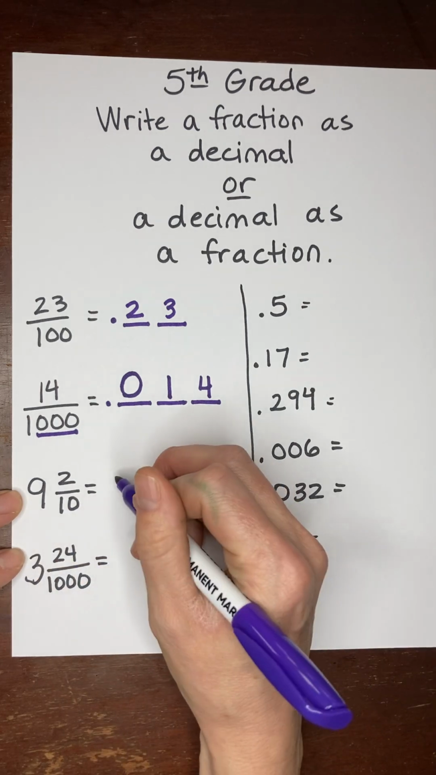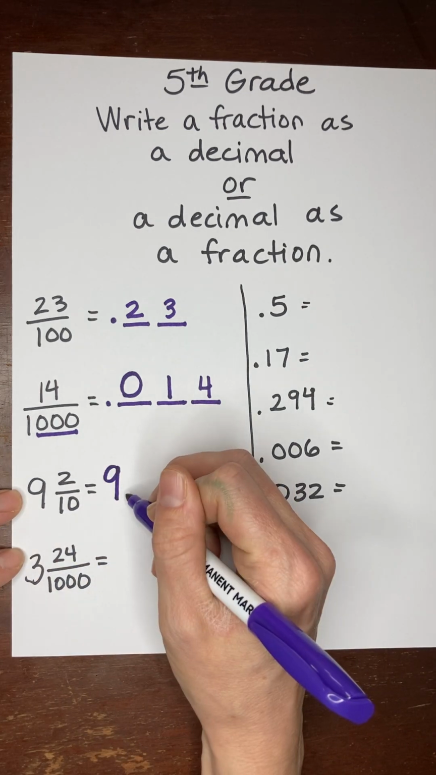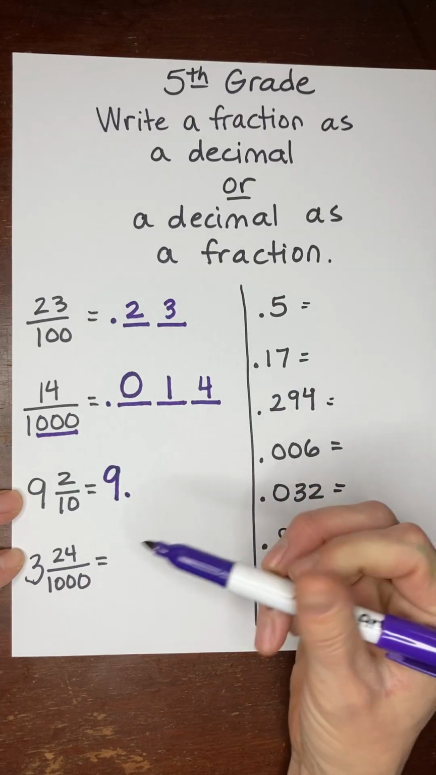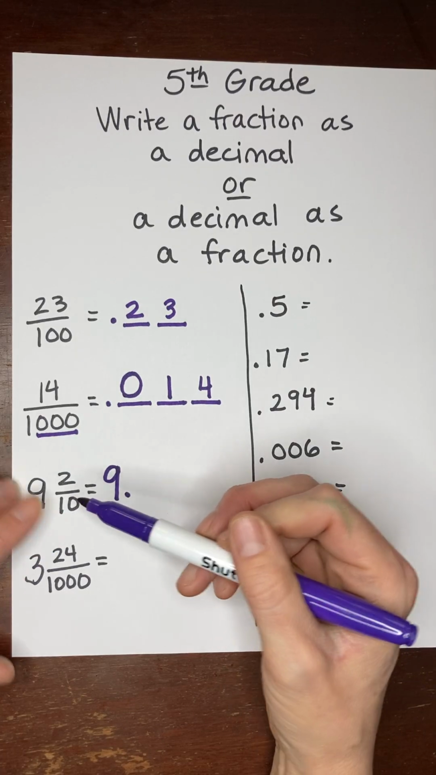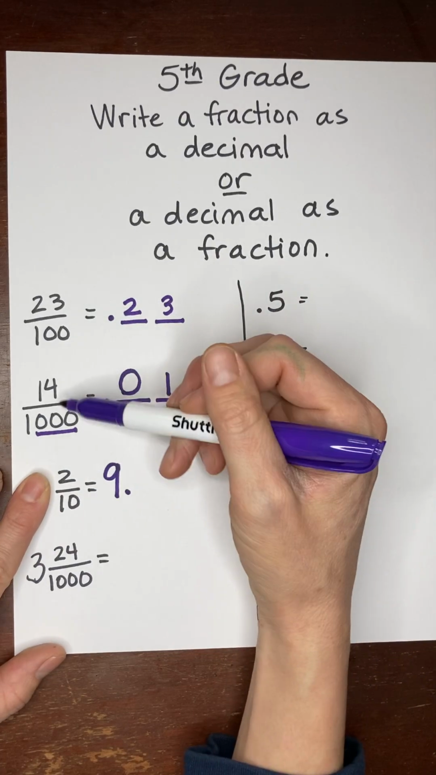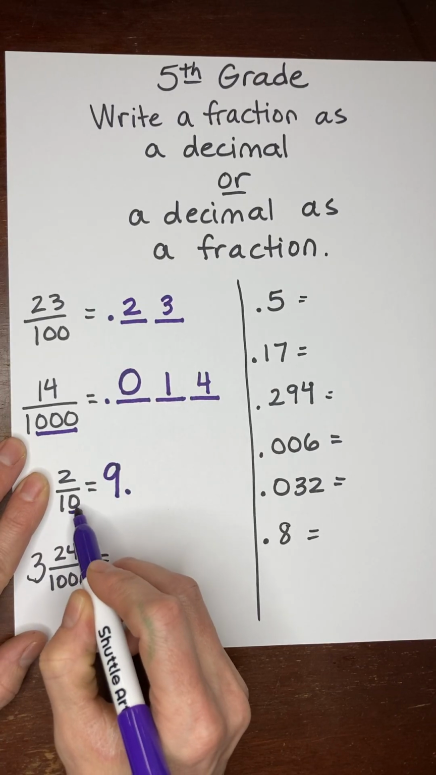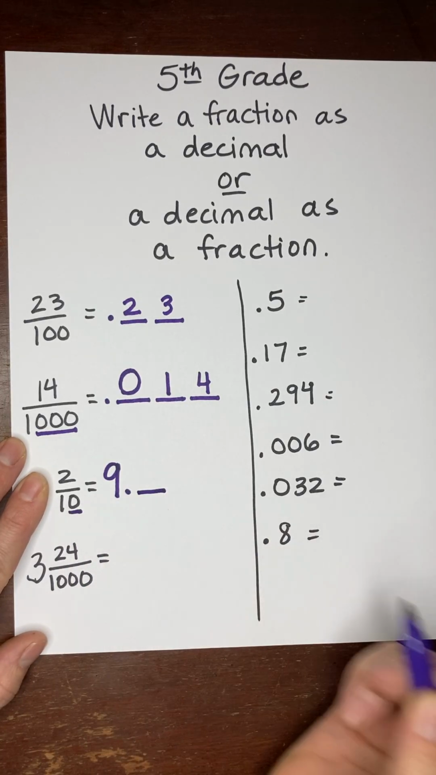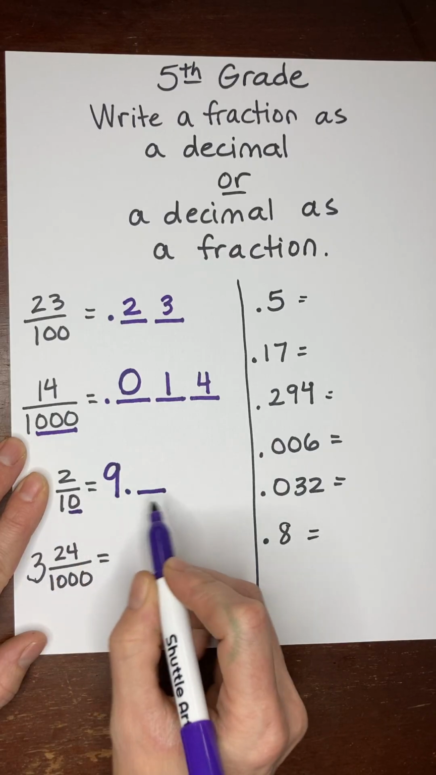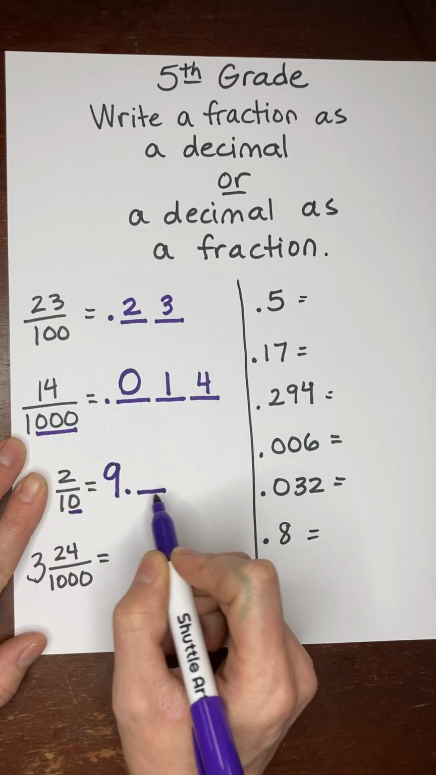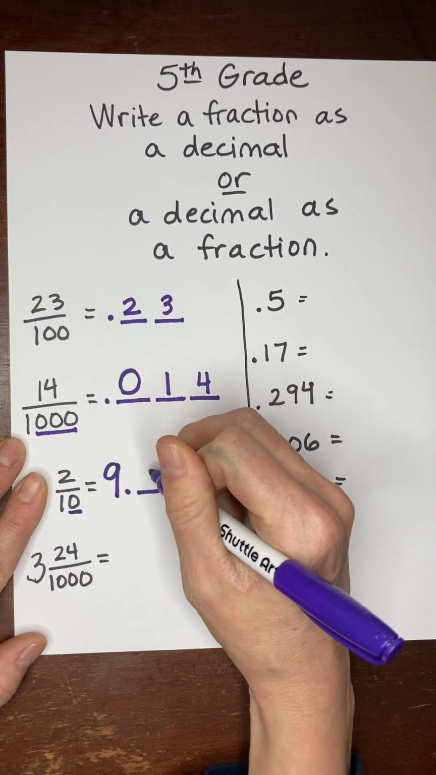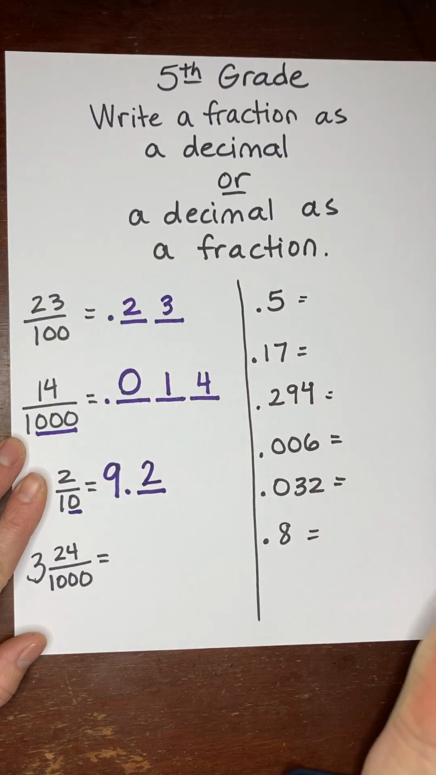How about if we have a mixed decimal, like 9 and 2/10? Well, I'm going to go ahead and write my whole number 9, and here is my decimal. Now I have 2/10, and I'm going to treat this 2/10 just like I did these fractions up here. Okay, 10 tells me I have 1 decimal place. There's 1 zero, so I'm going to write a dash, or an underline, sorry. And my number 2 has to finish. Well, there's only one number and one line, so it's just going to be 9.2.